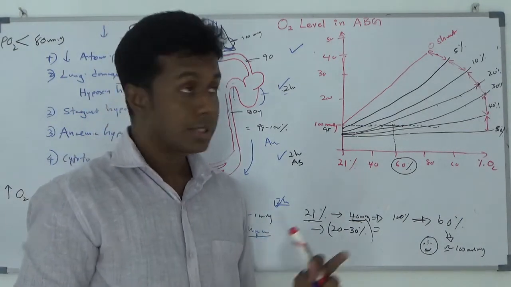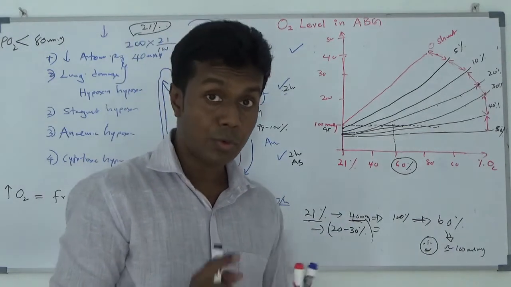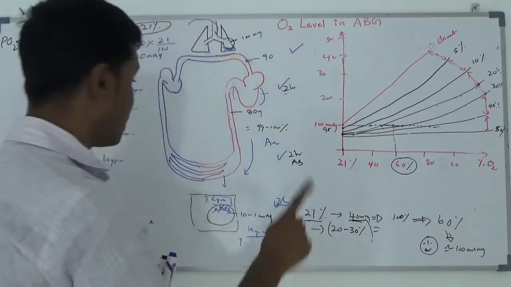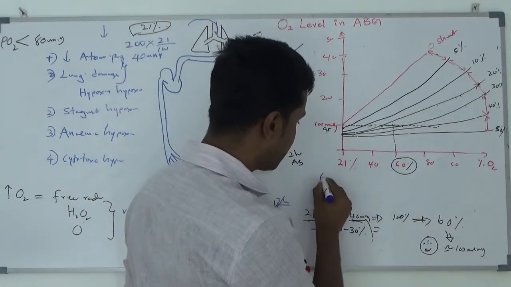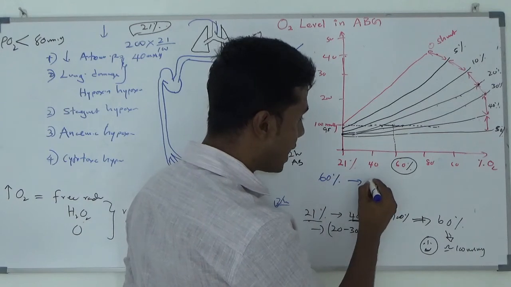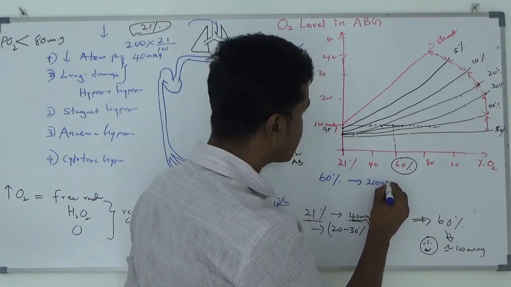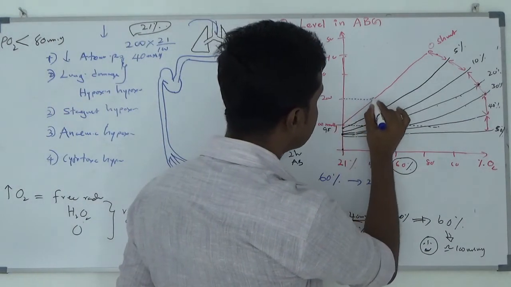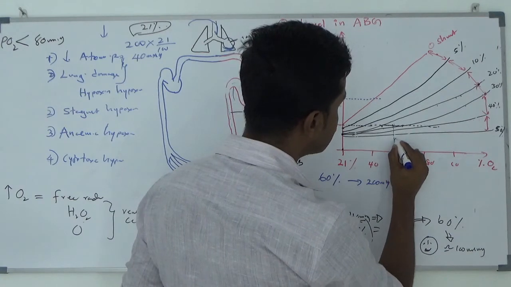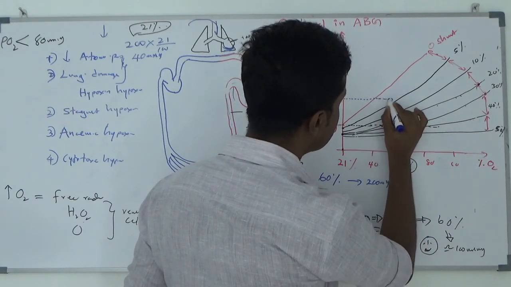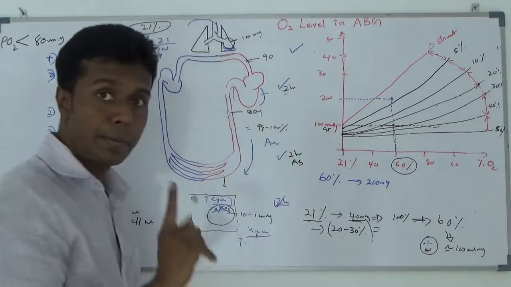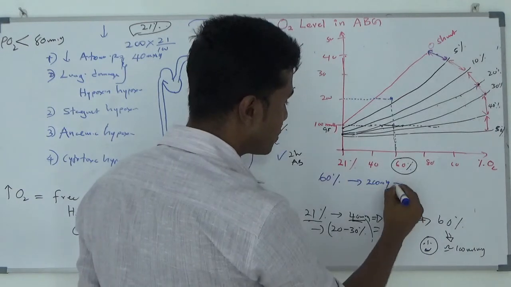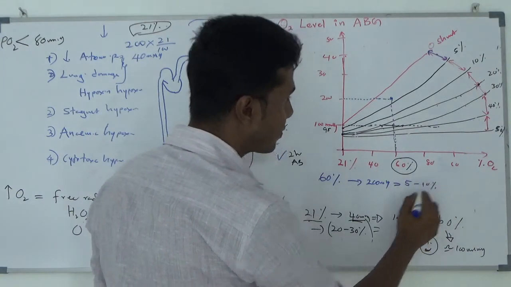Now I am going to reduce oxygen by using this diagram. My previous patient was on 60% oxygen. With that, he had 200 millimeter mercury partial pressure. That means 200 millimeter of mercury partial pressure with 60% oxygen. That means that patient's shunt should be somewhere around 5 to 10%.